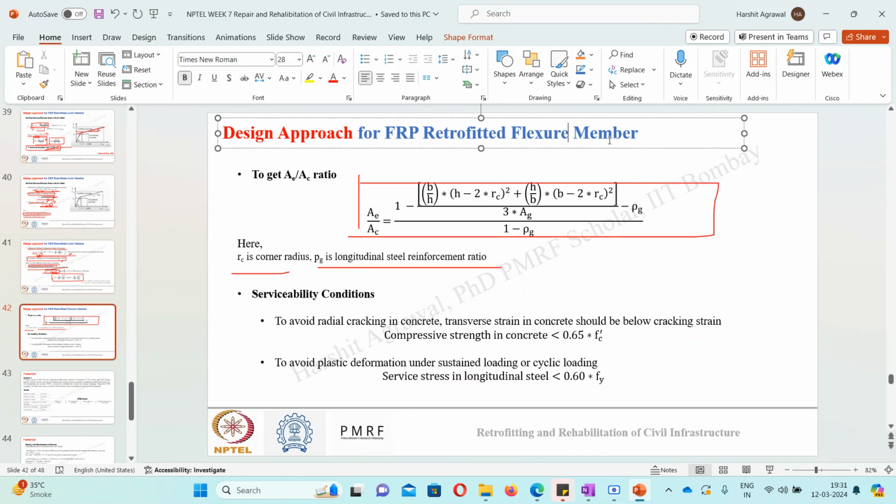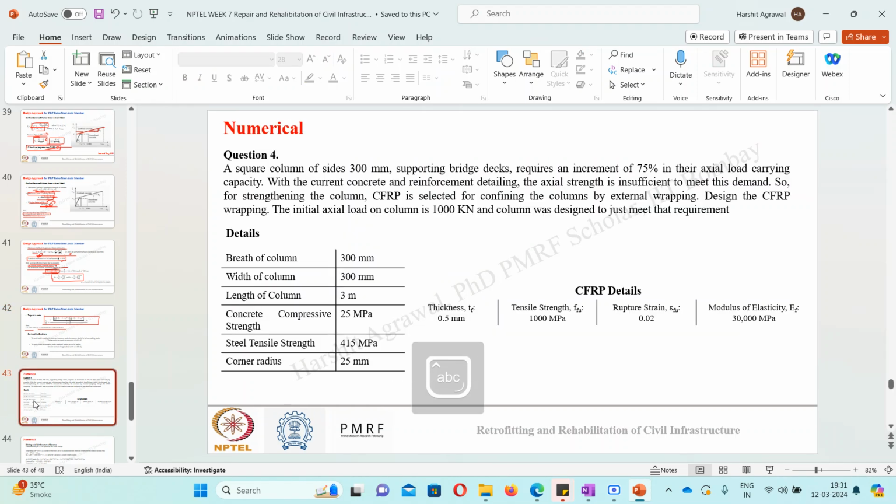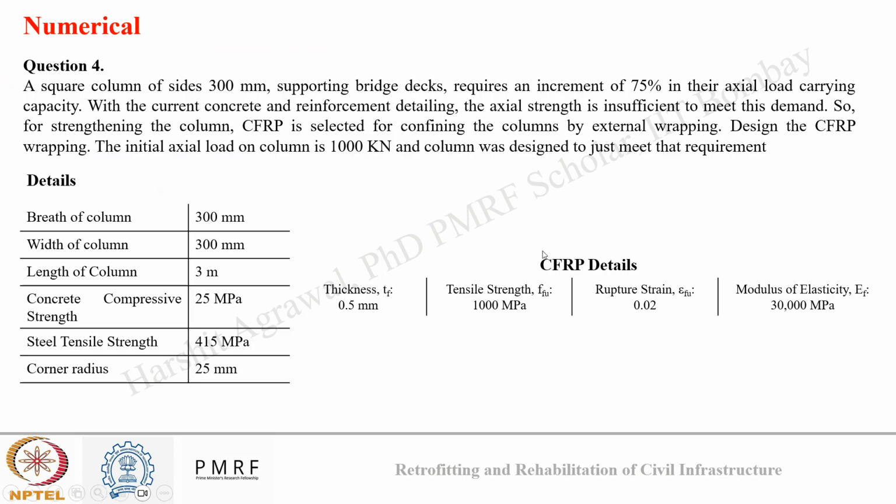So I will just show you the question. So this is the question. The question says we have a square column of sides 300 supporting a bridge deck, and it requires an increment of 75% in live load, in axial load carrying capacity. With the current concrete and the reinforcement detailing, the axial strength is insufficient to meet the demand.